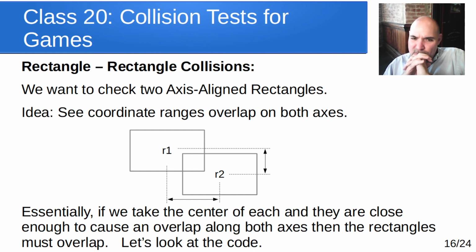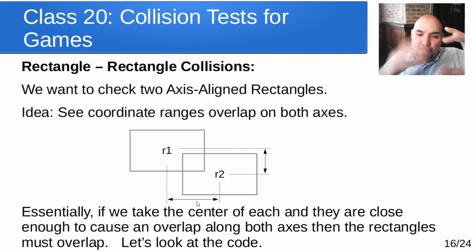Think about the distance between the centers of those. But let's think about it along each axis. So let's think about the distance between the centers coordinates along the x. So if this distance here that we calculate from the center of rectangle 1 to the center of rectangle 2, if that is larger than half the width of that one plus half the width of that one, then the two rectangles have to be so far apart they could not overlap. If that distance is less than that, then they could overlap.